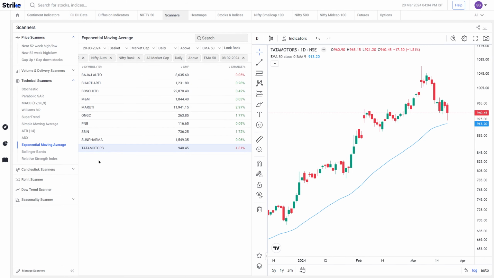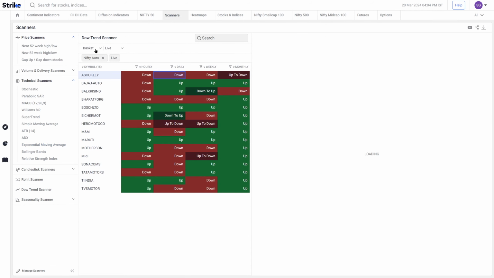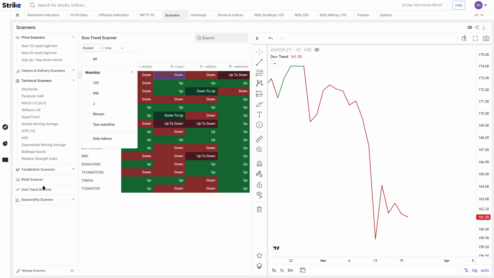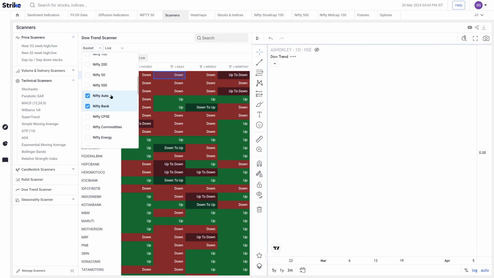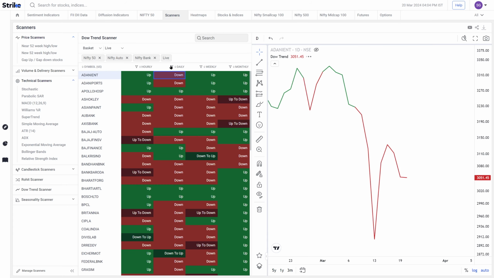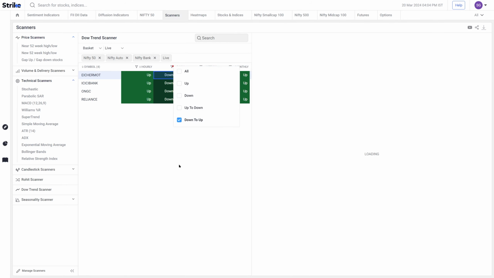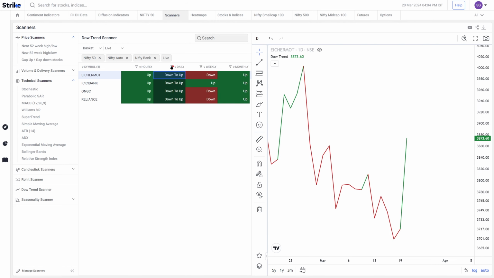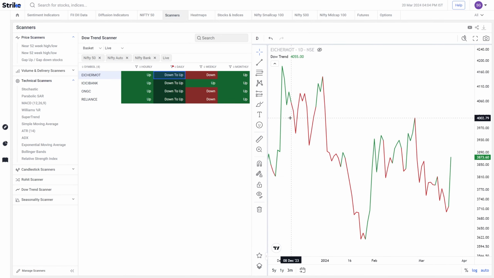Now, since today is the day we are looking for some fresh signals, let's look at both price reversals as well as momentum reversals. So in price, I mean Dow trend reversal, which is higher highs and higher lows. Here also, if I select similar indices and look for reversals, these are the 4 stocks that are showing me reversal in today's session on the daily chart.